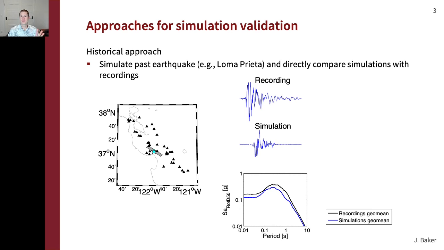So that's a pretty straightforward strategy. We definitely have a ground truth that can be compared to, and it's easy to conceptualize what's going on. The challenge is we're limited only to the earthquakes where we have past observations, and so that restricts somewhat the range of comparisons that we can make.